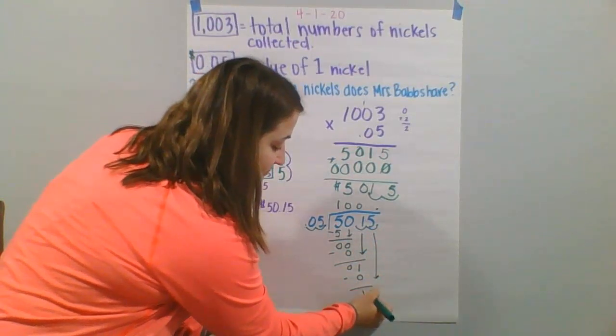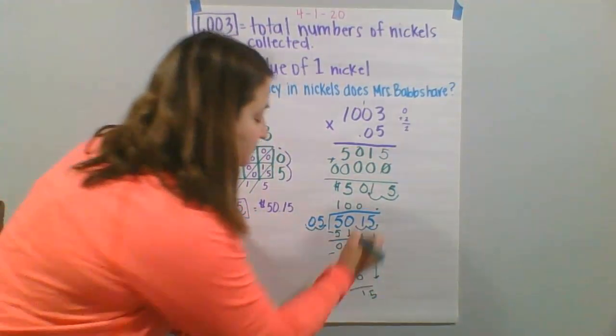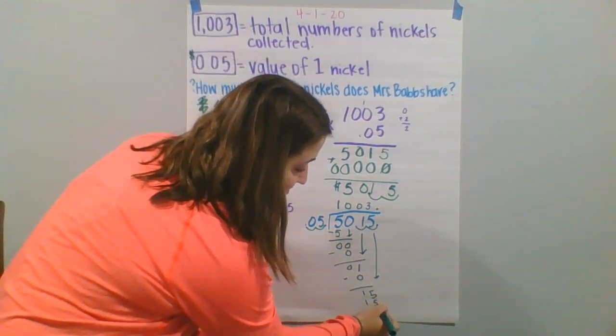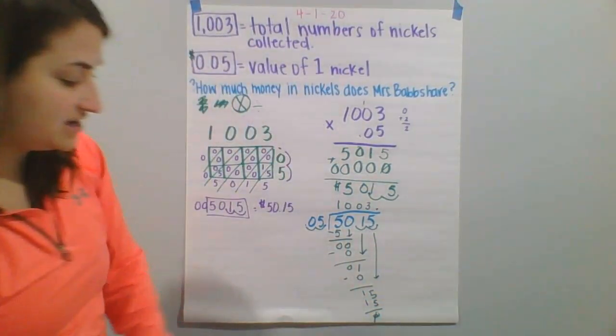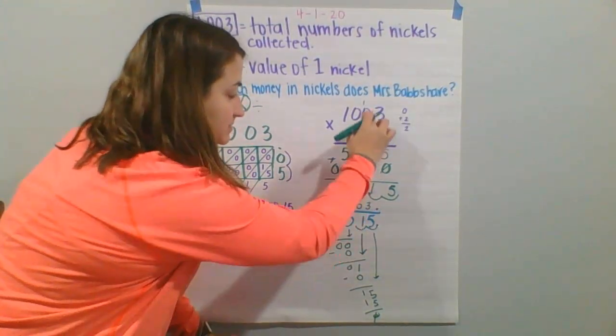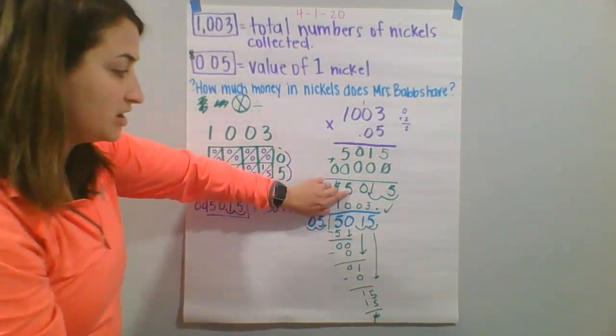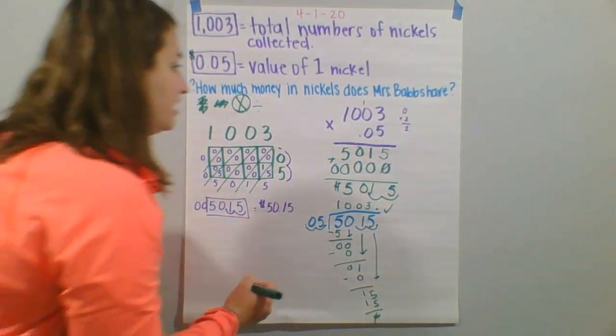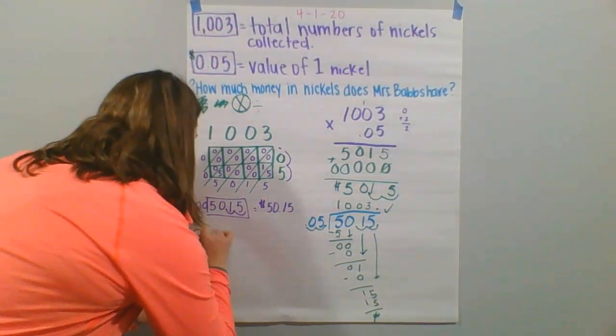Bring down our 5. 5 goes into 15 3 times. 5 times 3 is 15, which gives us 0 at the end. We have no remainder, which means that these match. So our answer of $50.15 is correct.